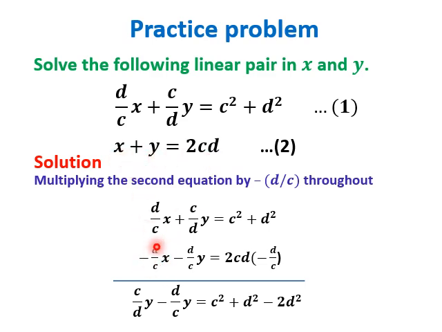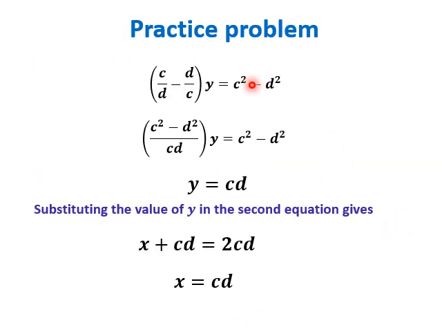So the second equation will get minus d by c x. This term will become minus d by c y equal to 2cd into minus d by c. So once we multiply by minus d by c, this particular term x can get cancelled. So we are left with c by d y and minus d by c y, c square plus d square, and this cc will get cancelled, minus 2d square. So this particular thing will become c square minus d square. So c square minus d square will be on the right hand side. Balance term will be c by d minus d by c, y.